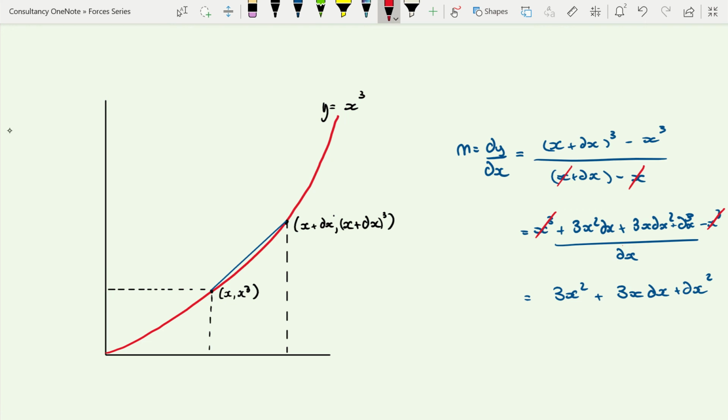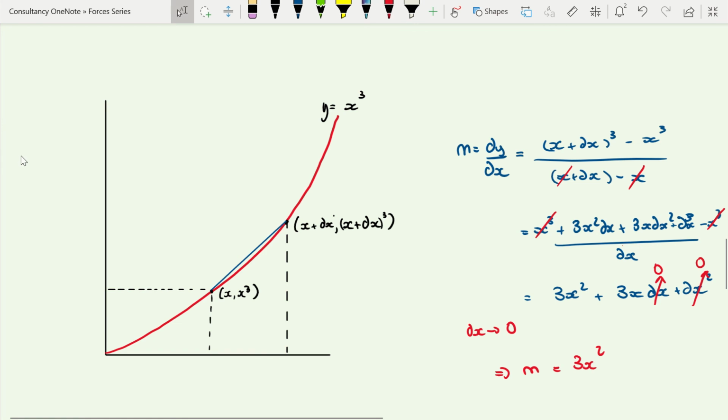So we're going to do the same thing. As dx heads towards 0, what's going to happen? Well, that heads towards 0. That also heads towards 0. So you can see that just becomes 3x squared, which you'll notice is the derivative of x cubed. It does become 3x squared. So you can see our method works.